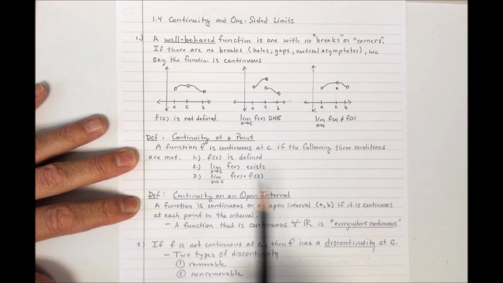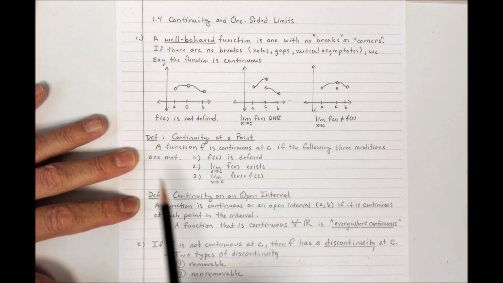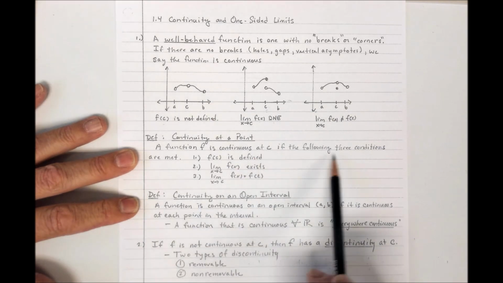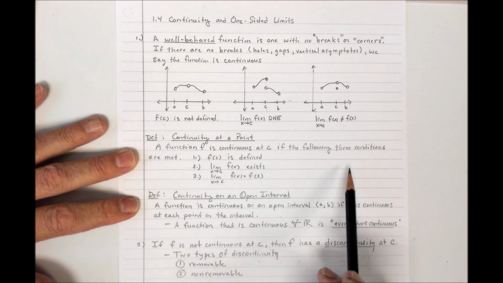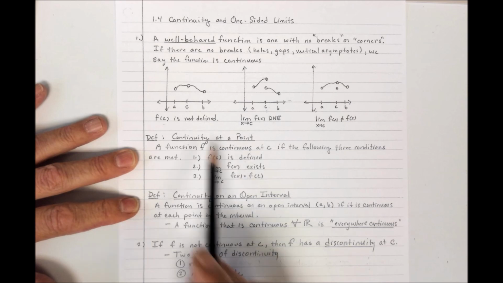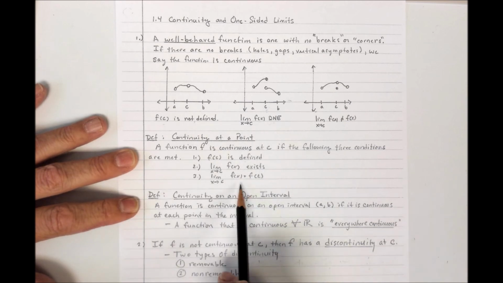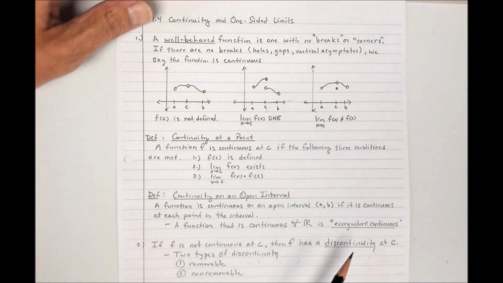So we say that a function is continuous at a point if all these three things do not happen. A function is continuous at c if the following three conditions are met: that it's defined, that the limit exists, and that the limit as x approaches c of our function f of x is equal to f of c, where we could use direct substitution. Now, that's continuity at a point.